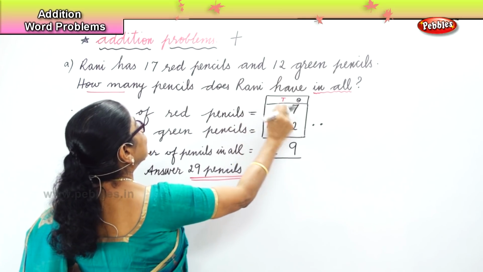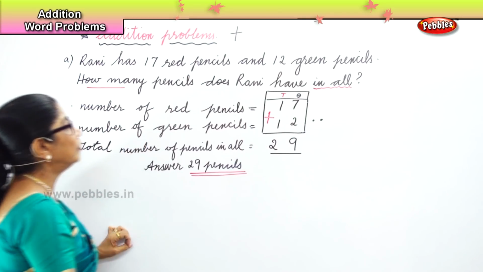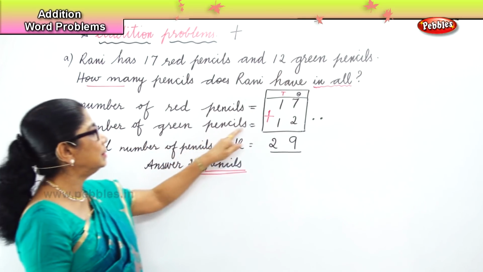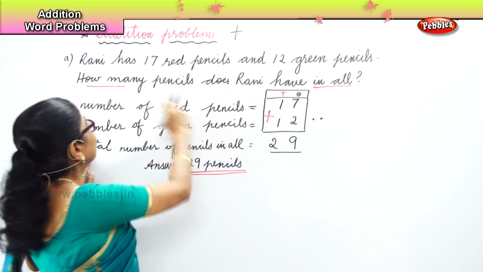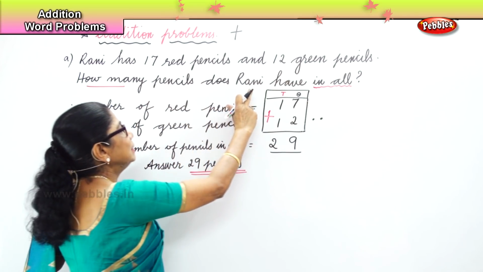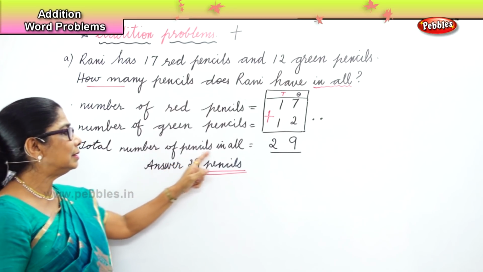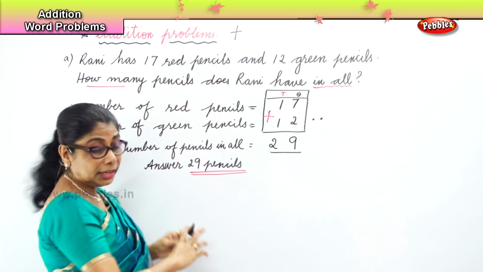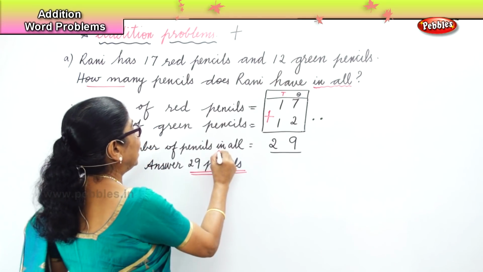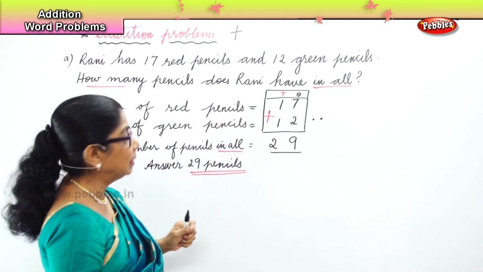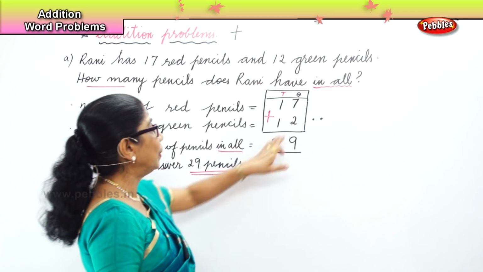What's the number of red pencils? 17. Number of green pencils, 12. The last one: how many pencils does Rani have in all? Total number of pencils in all. What is the meaning of "in all"? It means plus. So the answer is 17 plus 12.